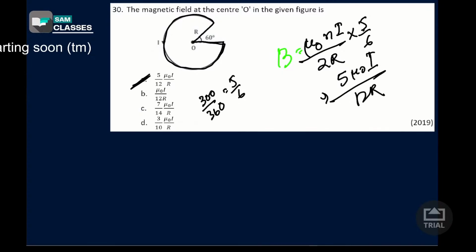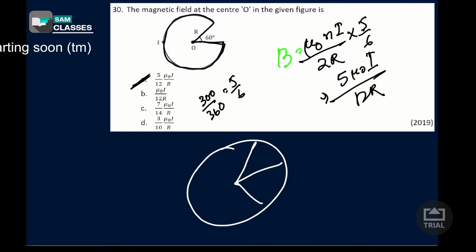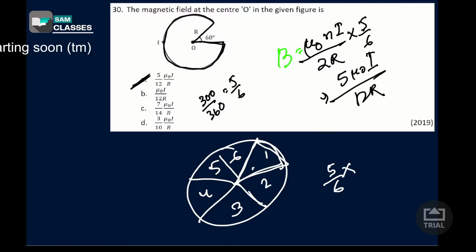Was it very difficult? How did you get B, kids? Tell me. See, if I have a whole cake and I divide it into 6 parts, 1, 2, 3, 4, 5, 6, and I remove this one part, it is what? 5 by 6 part of that total cake, no? And for the total cake, this is mu naught I by 2R.